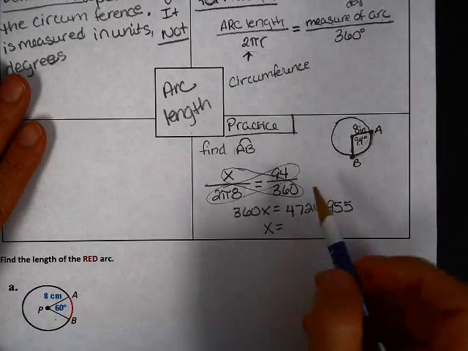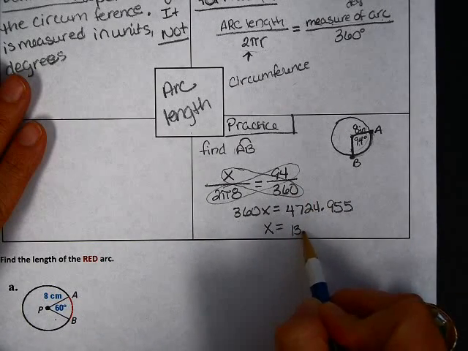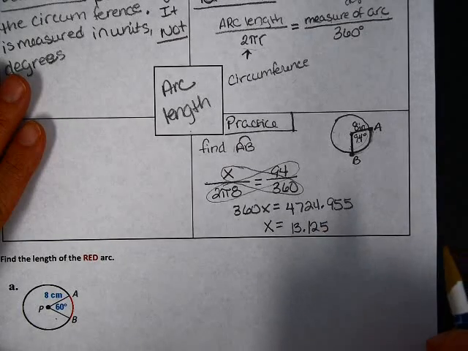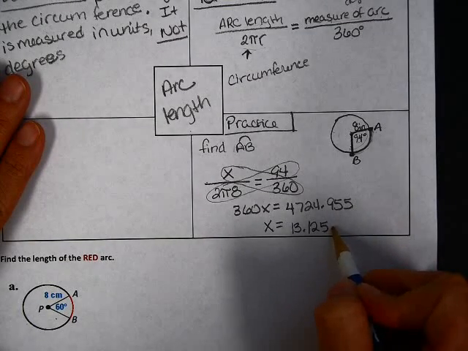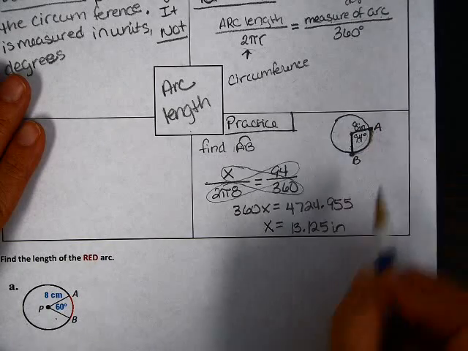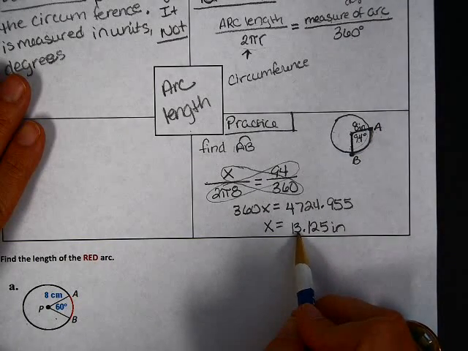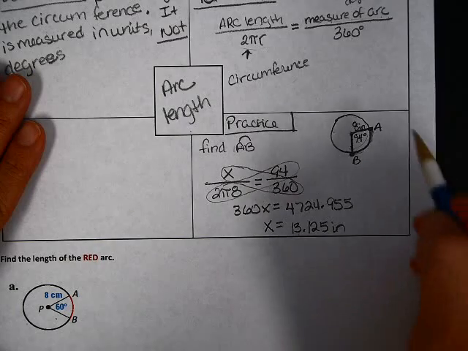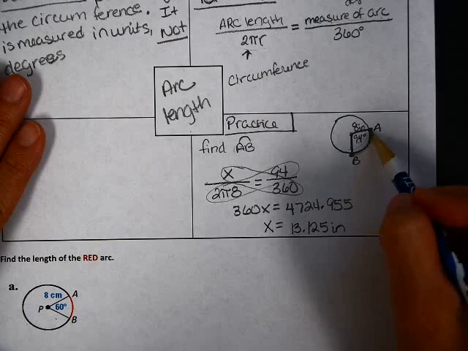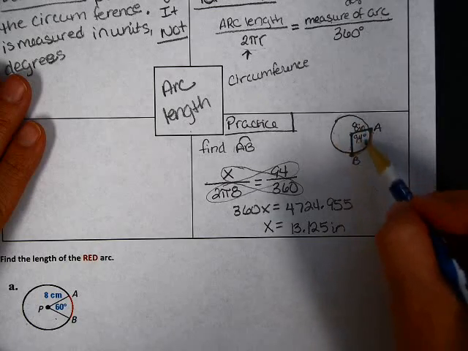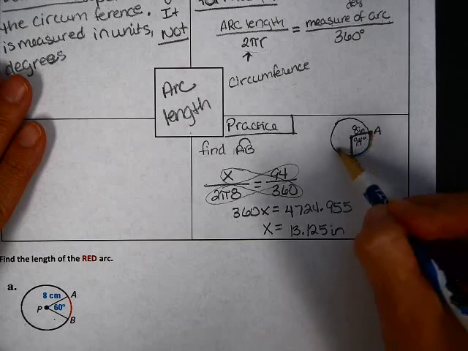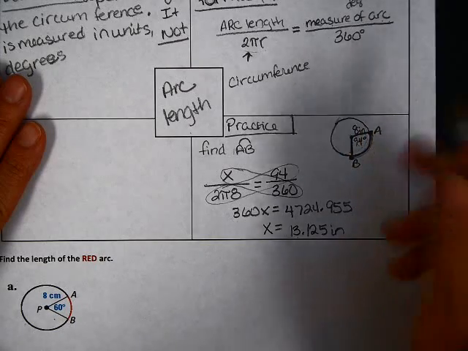And when we divide by 360, we get about 13.125. I rounded to 3 decimal places. So this arc length portion is just over 13 inches long. Okay, so now we've gone from finding its measure, how many degrees it is out of 360, to how long that is in proportion to the entire circumference of the circle.